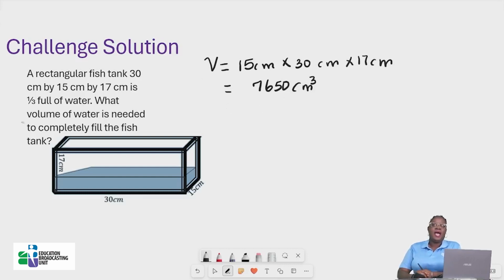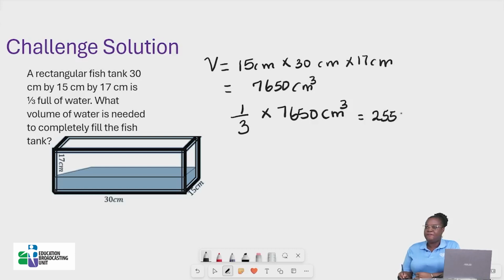We have established that it is 1/3 full of water, and we want to know how much more is needed to completely fill the tank. So let's find a third of the complete volume of the cuboid. So a third of 7,650 centimeters cubed is equal to 2,550 centimeters cubed. Now we have established that 2,550 centimeters cubed is a third of the total volume of the fish tank.